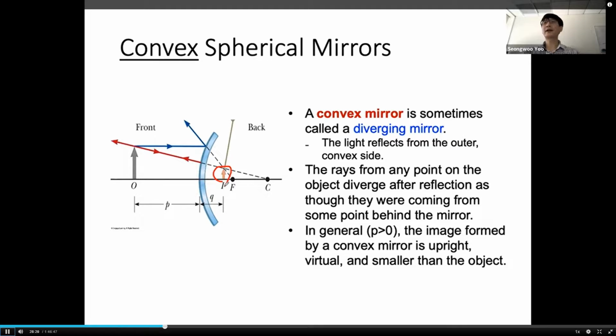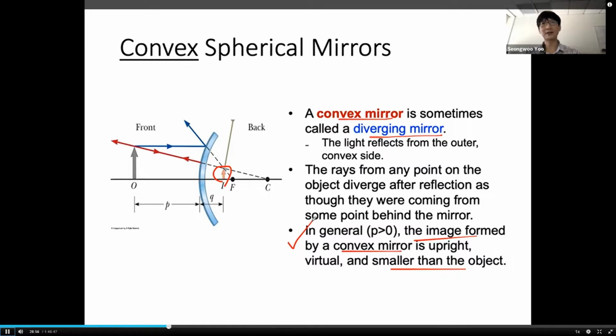I'd like to make a conclusion about this convex mirror. This convex mirror is very often called a diverging mirror because it reflects all the light out, so there won't be any real image formed by this convex mirror. In general, the image formed by this convex mirror is upright, virtual, and smaller than the object.